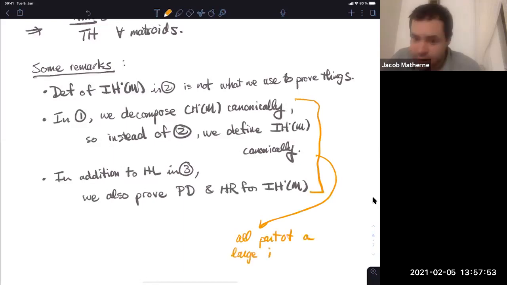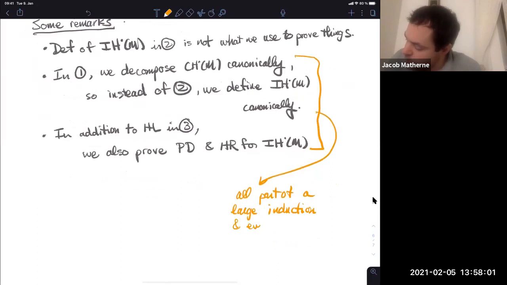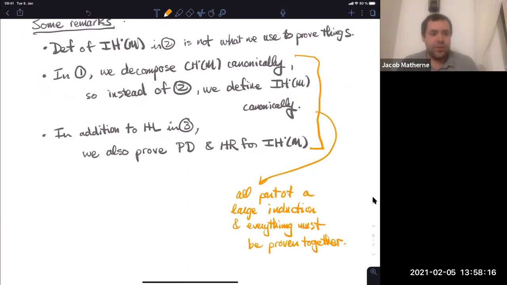It's all part of a large induction, and everything has to be proven together. Basically, you can't prove anything alone. And it's not just this. I think there are, I don't know, 12 or 15 statements in this induction. Okay, so I think that's all I want to say.